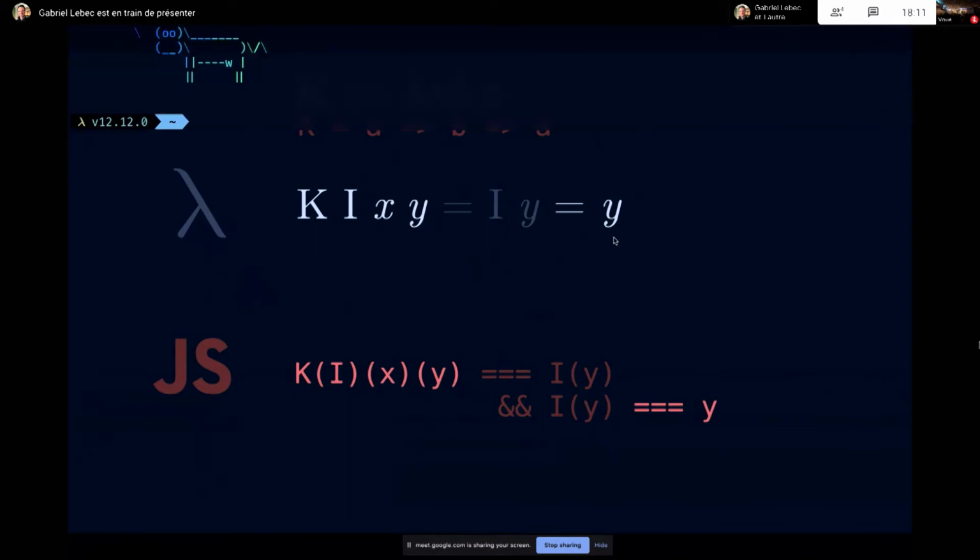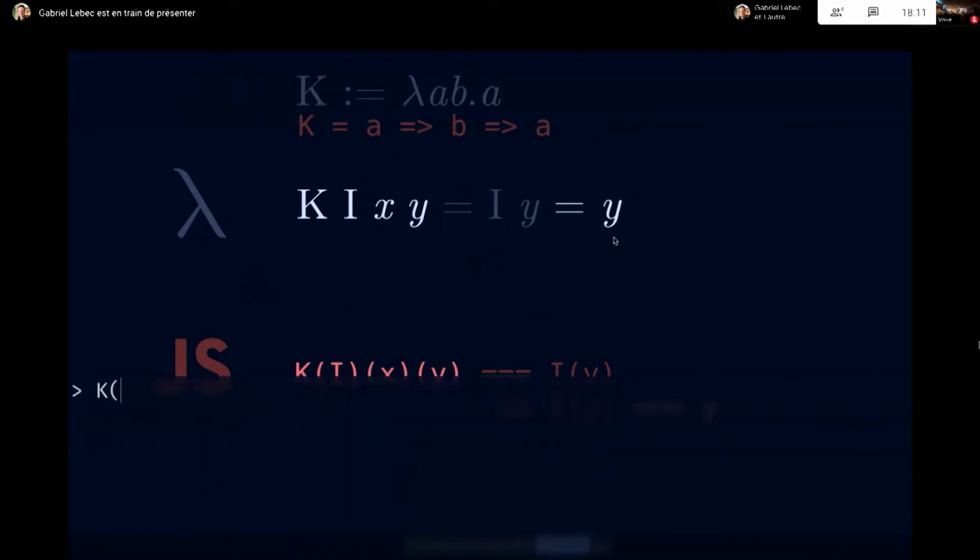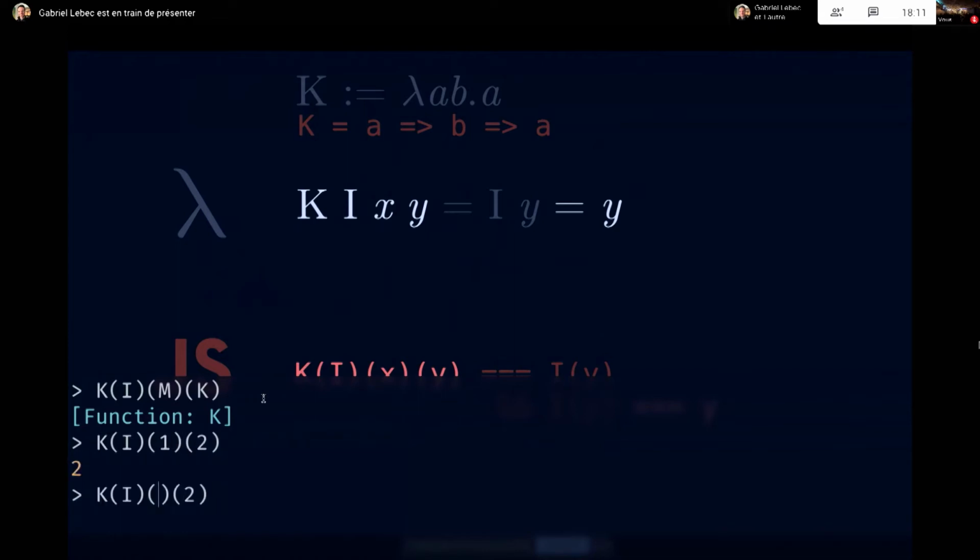Let's try it just to convince ourselves. K of I, and we'll do 1 and 2. Actually, let's do m and k. So k of I and two things returns the second one. So this is going to return k, or I could do 1 and 2, and it returns 2, or I can do x and y, and it returns y.